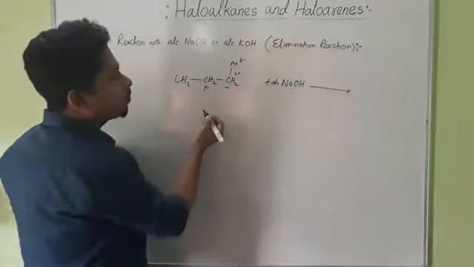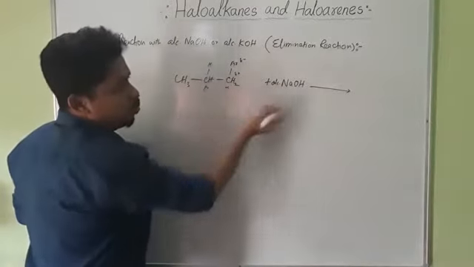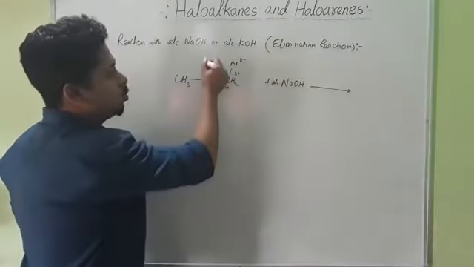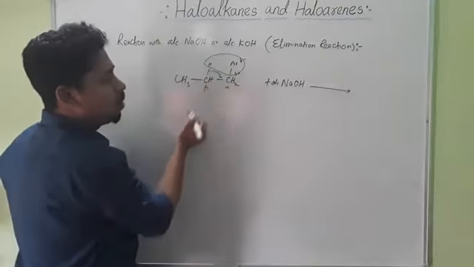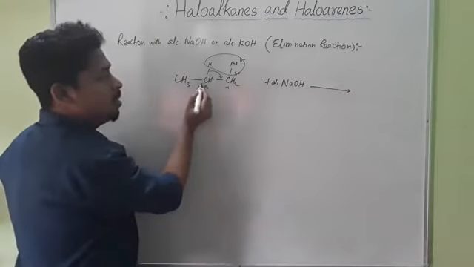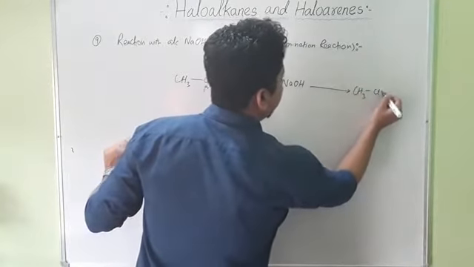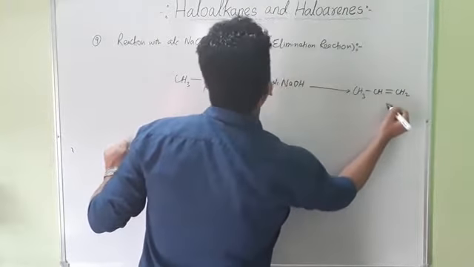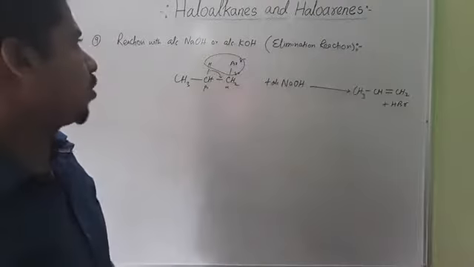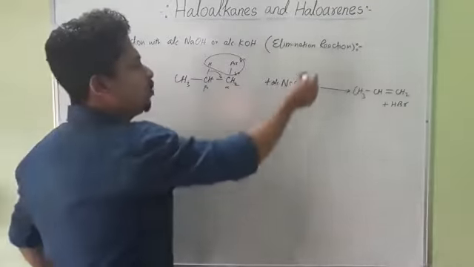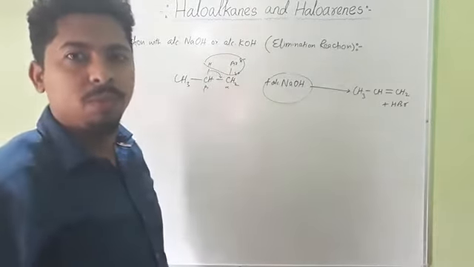So here you see, at the beta carbon we have hydrogen. So when you use this alcoholic NaOH, the HBr molecule will be removed, eliminated. So this bond will shift to the carbon-carbon bond. So it will form CH3-CH=CH2. So we'll get CH3-CH=CH2 plus HBr. So this is one type of elimination product. This is an elimination reaction, and this elimination product is obtained when you use alcoholic NaOH or alcoholic KOH.